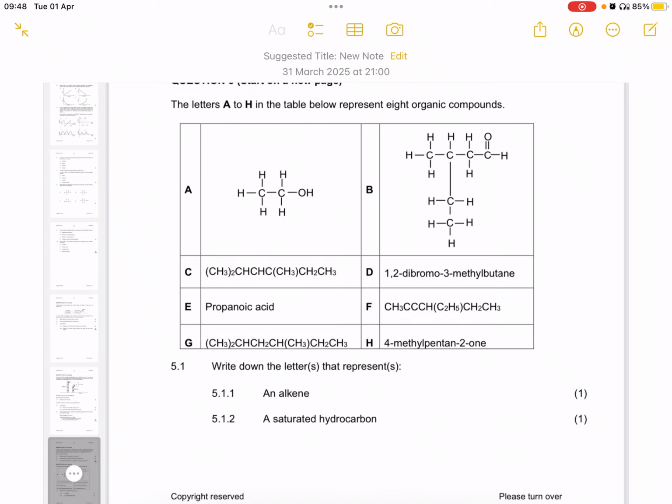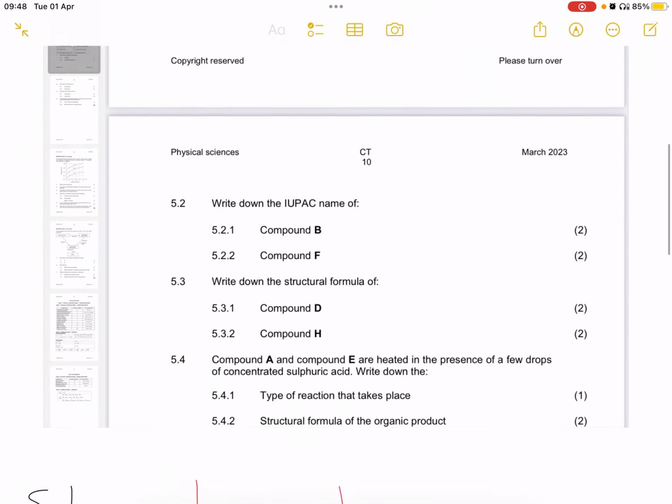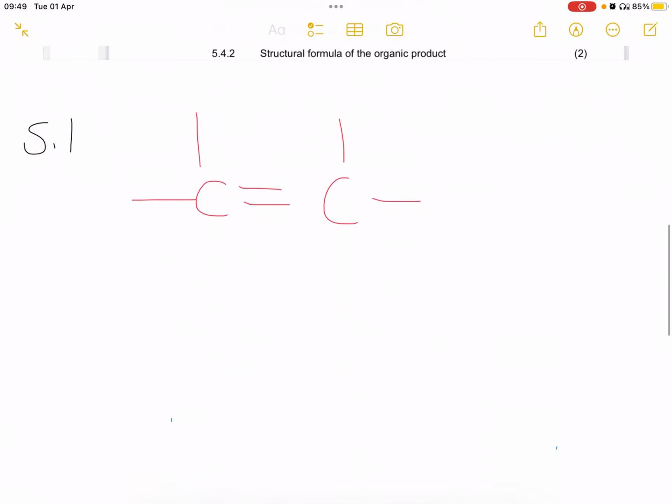In 5.1, they say write down the letters that represent an alkene and a saturated hydrocarbon. We already disqualify A and B here. Why? Because they are not an alkene and they are not a saturated hydrocarbon. Then we go to C, which means you can start drawing the structure of C. And first things first, you're looking for an alkene. The functional group of an alkene looks like this.